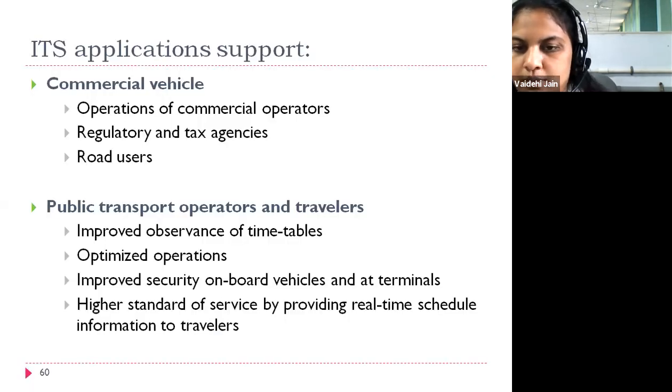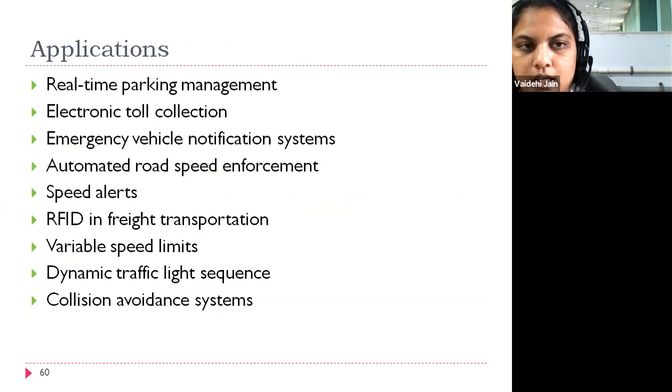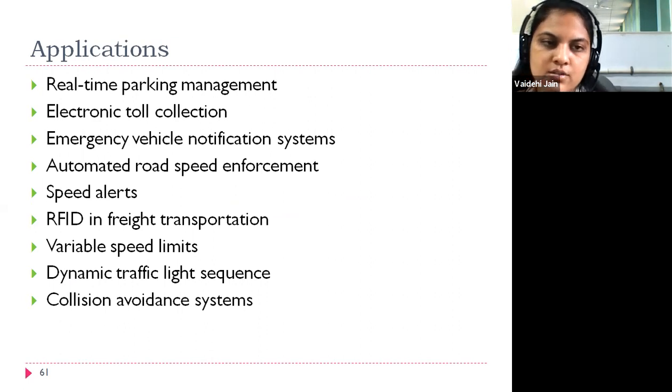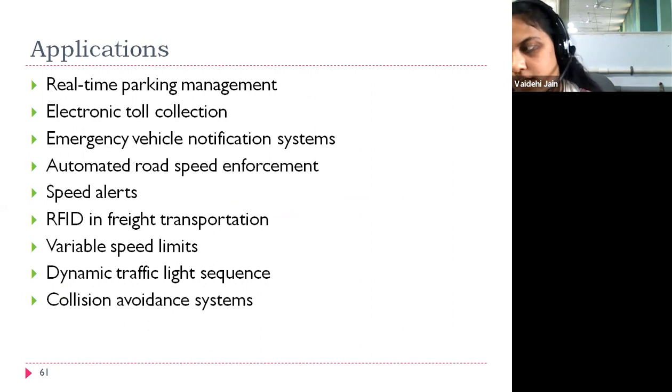And these are some applications of intelligent transport system: the real-time parking management, the electronic toll collections, emergency vehicle notification system, automated road speed enforcement, RFID, the variable speed limits, collision avoidance system. These are some of the applications, and there are many more.